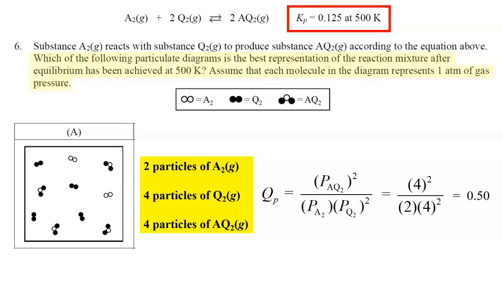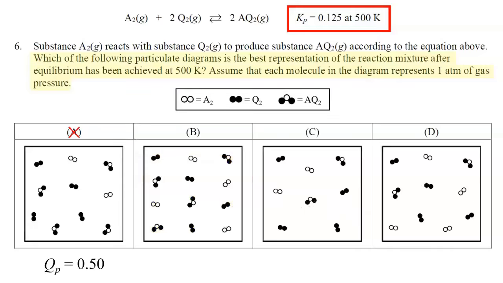And the question says, which of the following particulate diagrams is the best representation of the reaction mixture after equilibrium has been achieved? So what we're looking for is a situation in which Q equals K. We're looking for 0.125 as the correct answer for question 6 in this packet. So I can already say that I can eliminate choice A because the value of Q, or the reaction quotient, is 0.5, and it's supposed to be 0.125 for the system at equilibrium.